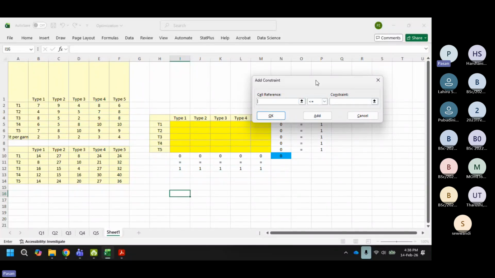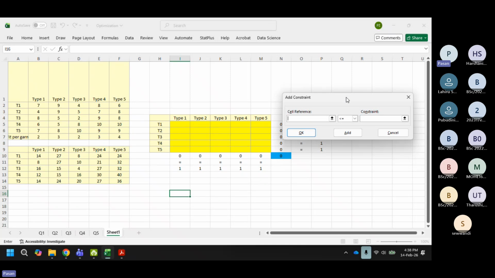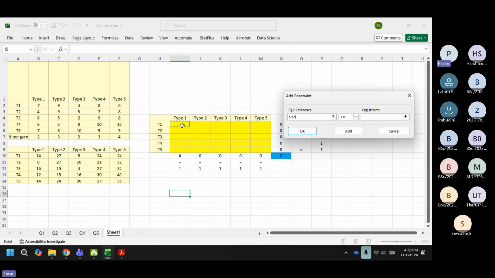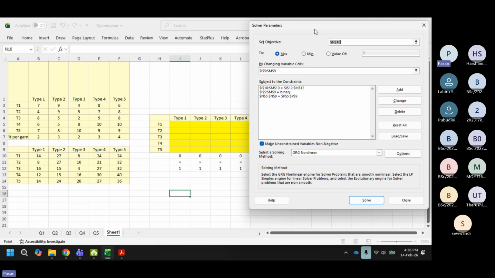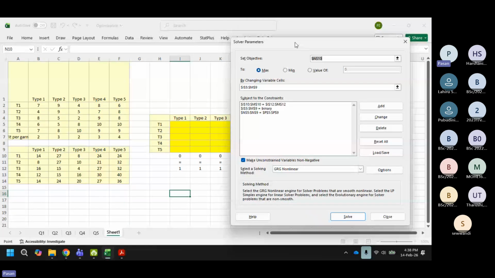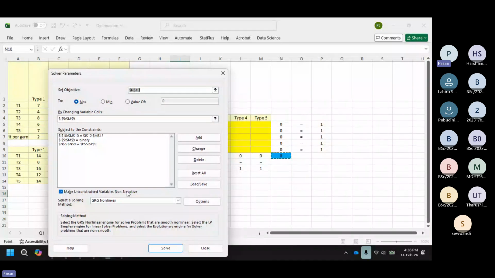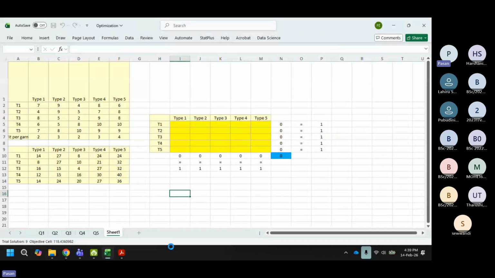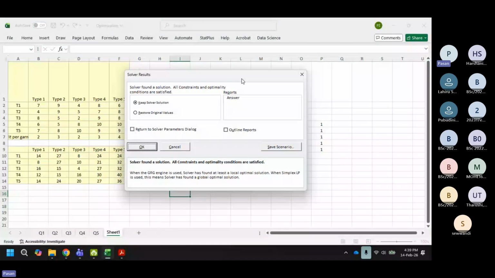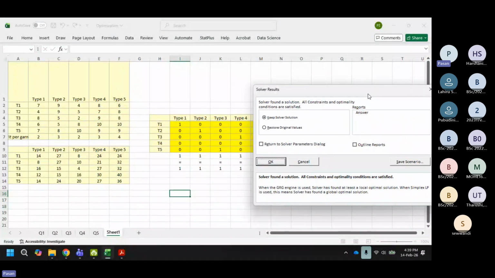Okay, so that's my constraint that I defined. And then the additional thing I have to define is to take these cells here and say they are binary. So I can define that information there, and I can use whatever technique here, right? So it doesn't matter. So now I get the solution, right?